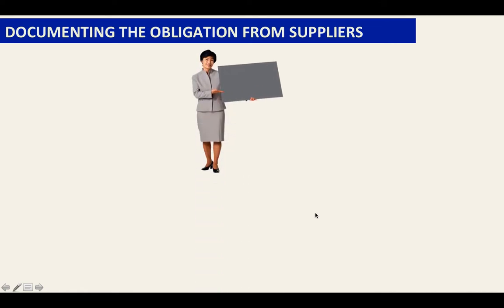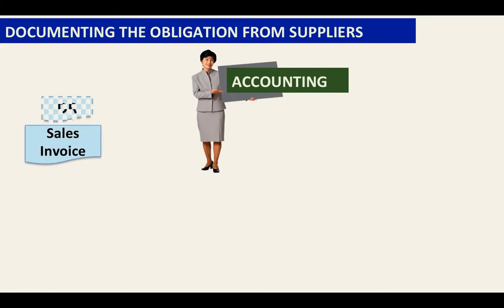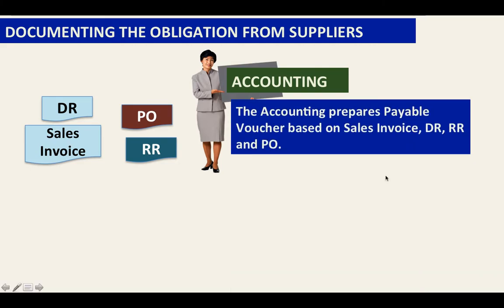Okay, let's now discuss documenting the obligation from suppliers. So ito yung accounting natin. As we have said from the previous slide, accounting has a copy of the sales invoice, a copy of the DR, a copy of the PO, and a copy of the RR. So based on this, accounting will now prepare the payable voucher. Okay? Gagawa na siya ng payable voucher.